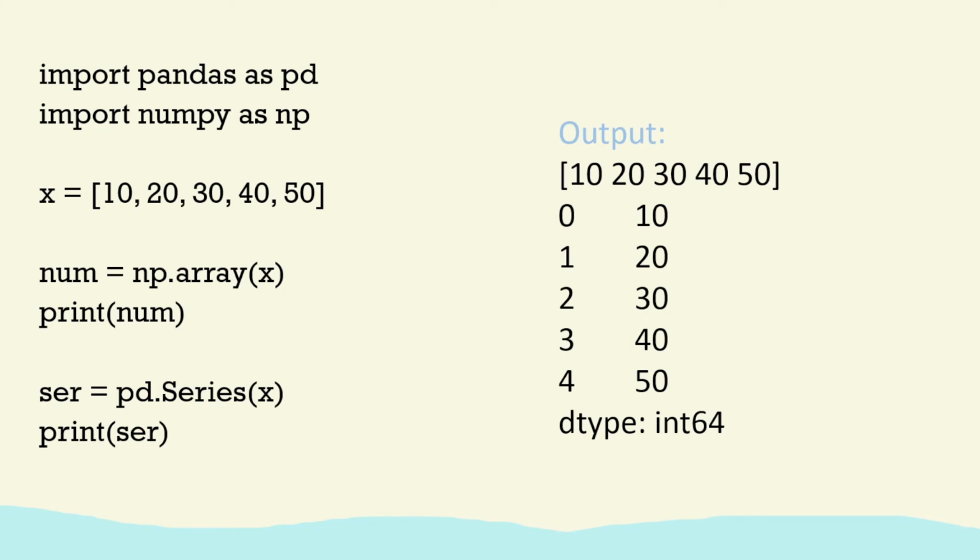Now we've put this with the array to show you the difference. Here we've got the numpy array which goes across, and we've got the series that goes down. The same elements, 10, 20, 30, 40, 50, but can you see the different structure?